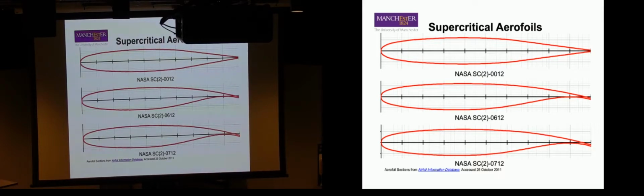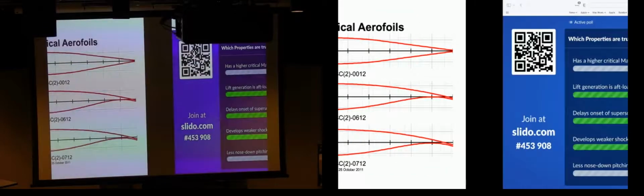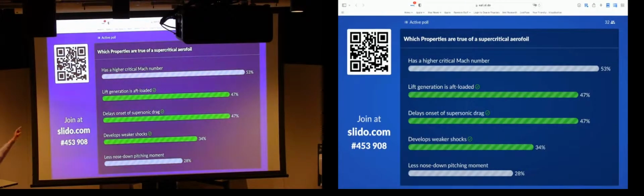Okay? So if we go back to our thing, they have the same critical Mach number for the same general shape. Their lift generation is aft-loaded. The supersonic drag is delayed. They develop weaker shocks, but they have a stronger nose-down pitching moment.